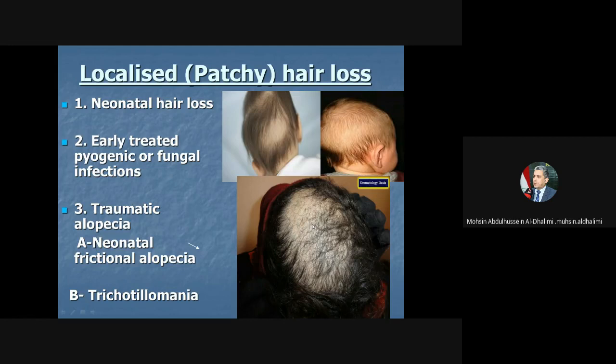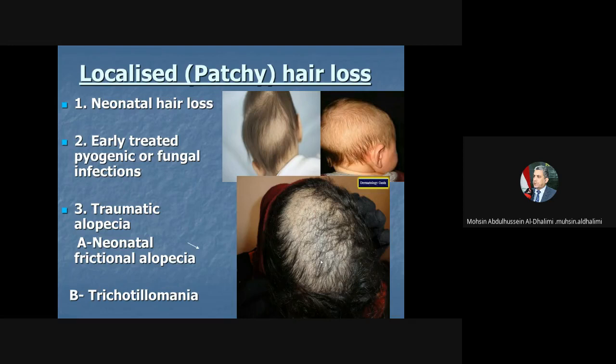We have an important condition called trichotillomania. Tricho, anything related to hair, is called tricho. Tillo means pulling. Mania means a psychological condition. So when the patient is under a psychological condition, he or mostly she starts to pull the hair in a certain localized area of the scalp. This is mostly seen in young girls, but it can also be seen in adults and also in male patients.